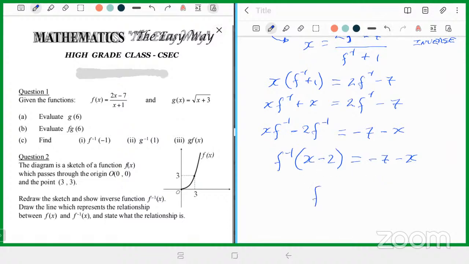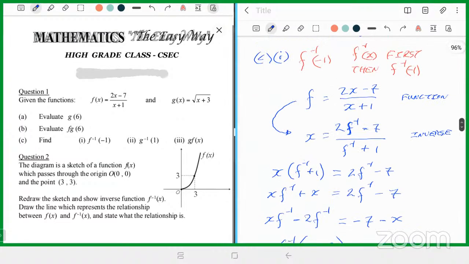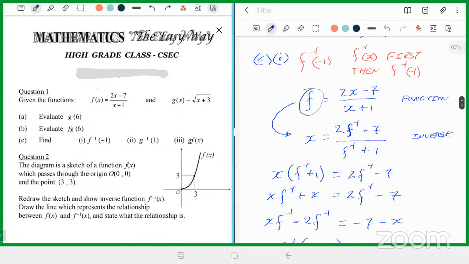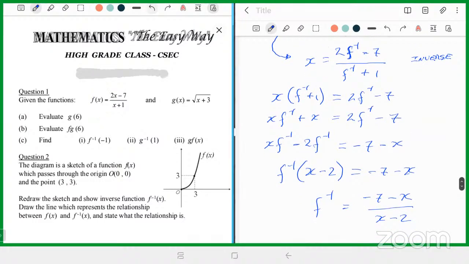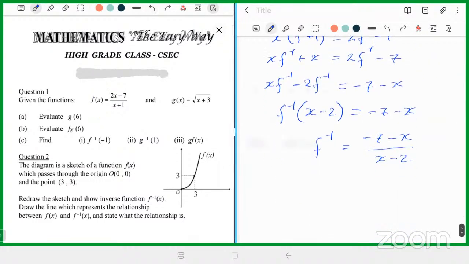So we're going to get f to the minus 1 equals negative 7 minus x divided by the x minus 2. I removed it from the bracket. You don't need to put it in the bracket. And so we have formed the inverse function. We now have this as a subject. So the of x that I left off here, I left it off there. I'm just going to put it back now, down here, and put back the of x. Let's put it in a red color so we can see. So this is now f to the minus 1.